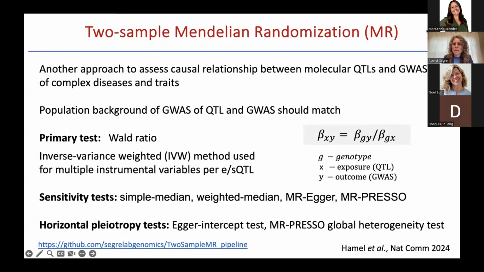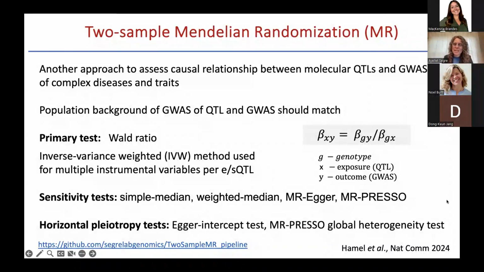In addition to the colocalization analysis, to increase confidence that the eQTLs or sQTLs may be the underlying causal mechanism for a GWAS locus, we then applied two-sample Mendelian randomization to the colocalizing QTLs and GWAS loci, both for POAG and IOP. This is another approach that many people in the field have been applying to assess causal relationships between molecular QTLs and GWAS loci. It's important that the population background of the GWAS and of the QTL match.